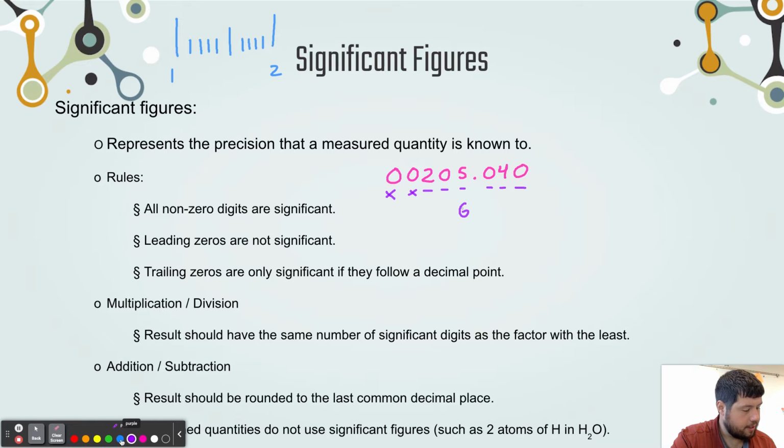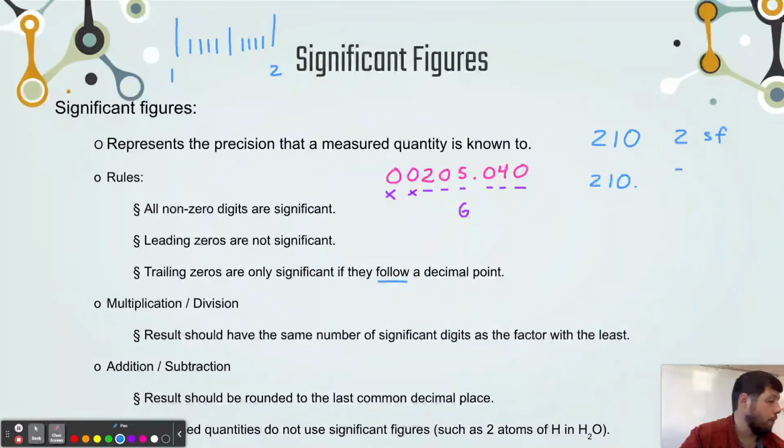Some other examples that can sometimes come up, you might have a case where you have 210. Well, using our rules, 210 will only have 2 sig figs because the 2 and the 1 are significant. This 0 is trailing, but there's no decimal point, so it is not significant. You can change this to have 3 significant figures by putting a decimal point after it. That indicates that the 0 actually is significant. I said follow earlier, but really what I mean is if there's a decimal point present in the number. This one then has 3 significant figures.